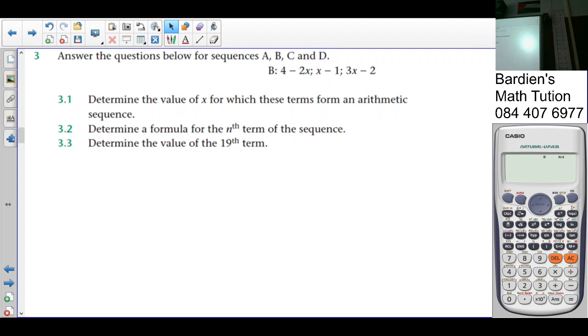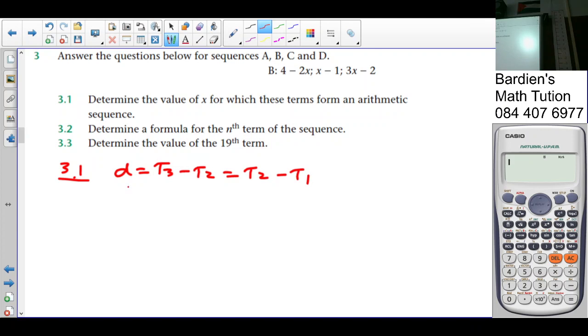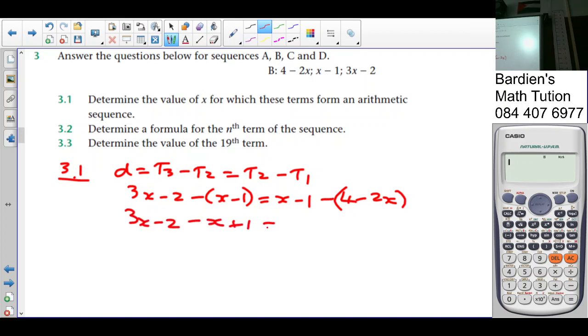Okay, guys ready? So 3.1, determine the value of X for which these terms form an arithmetic sequence. For arithmetic sequence we'll have a common difference, which is T3 minus T2 equals T2 minus T1. It's going to be 3x minus 2 minus (x minus 1) equals x minus 1 minus (4 minus 2x). You all agree with that? The bracket is there because of the negative. So it's 3x minus 2 minus x plus 1 equals x minus 1 minus 4 plus 2x.